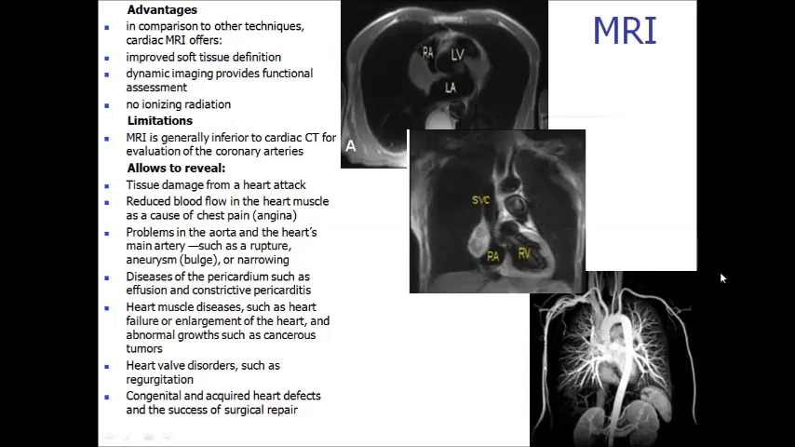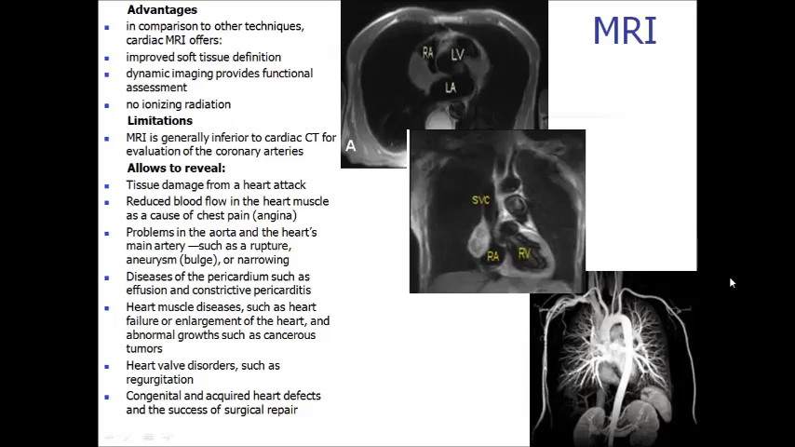Problems in the aorta and in the heart's main artery, such as rupture, aneurysm, or narrowing. Diseases of the pericardium, such as effusion or constrictive pericarditis. Heart muscle diseases, such as heart failure or enlargement of the heart, and abnormal growth, such as malignant tumors.